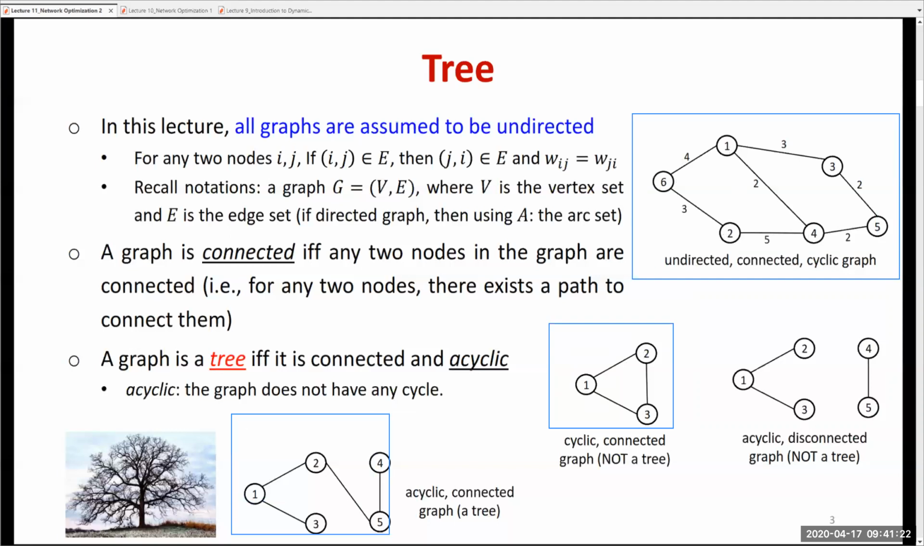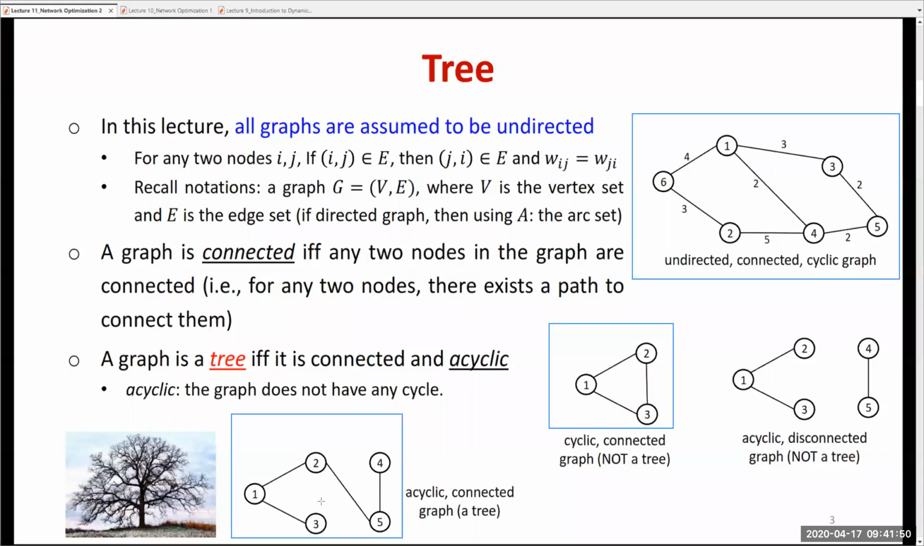However, this one is acyclic. Why? For example, you can go from 1 to 5, 1 to 2, 2 to 5. Can you go back from another path? You cannot go back along the same path. No, you cannot. There's only one path from 1 to 5. Yes, that's correct. You can only go from 1 to 5 along 1 to 2, 2 to 5, this path.